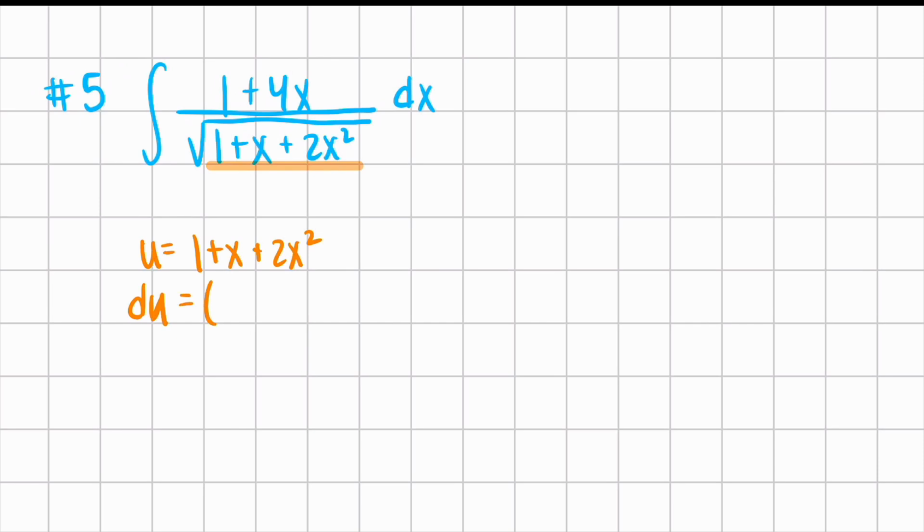Okay, so for my derivative, I get 1 plus 4x, all of that dx. And look at how convenient, I have 1 plus 4x dx. So that all together is going to be my u. So I'm going to rewrite in terms of u. I have 1 over the square root of u du.